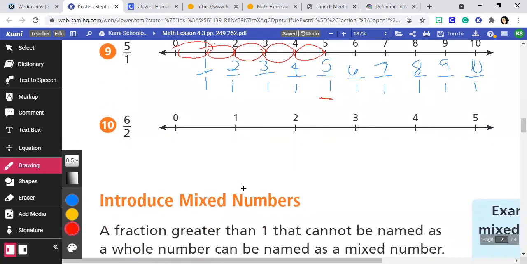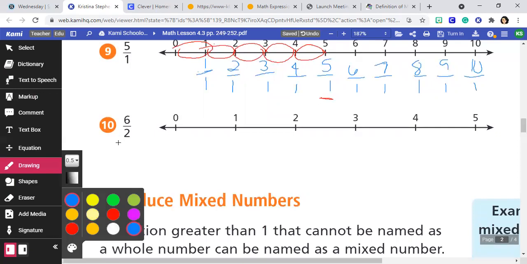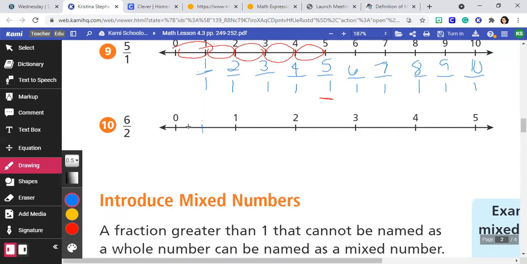Number 10. We are looking at our denominator. So how many sections have to be in between each whole number? 2 equal sections in between each whole number. So I'm going to get that set up. There, we've got 1, 2, 1, 2, and I'm just doing the best I can to be accurate here.